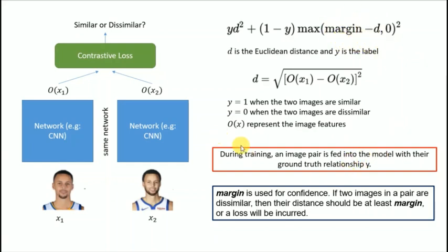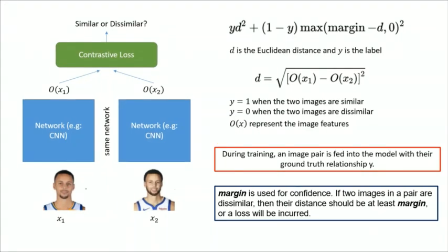So during training, an image pair is fed. This is the pair of images here, so this is one sample. We feed this sample and the label, okay, which is 1 or 0: 1 if the images are similar, and 0 when the images are different. So that's basically it for the contrastive loss.